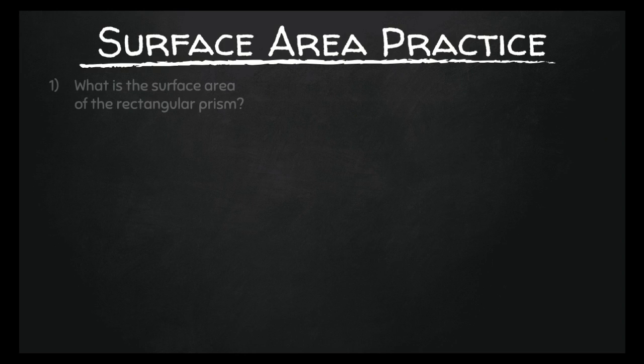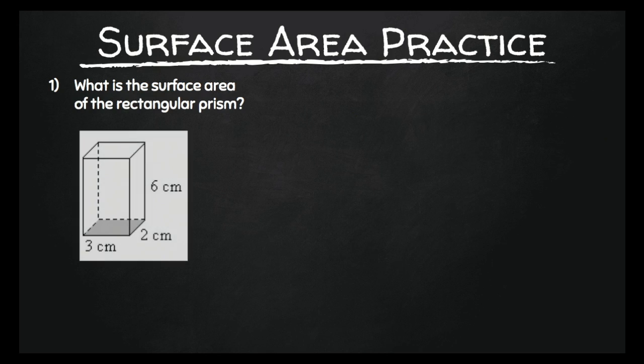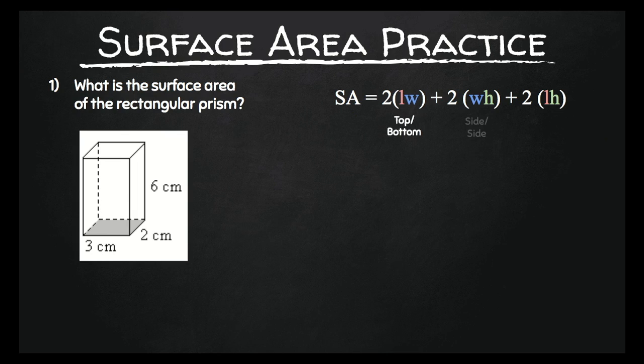So, surface area practice. What is the surface area of the rectangular prism? We have a rectangular prism here, and the dimensions are labeled. In order to find the surface area, I'm going to remind us of the formula: 2 multiplied by the length and the width, plus 2 multiplied by the width and the height, plus 2 multiplied by the length and the height. What this represents is the top and the bottom, which are equivalent, both of the sides, and then the front and the back.